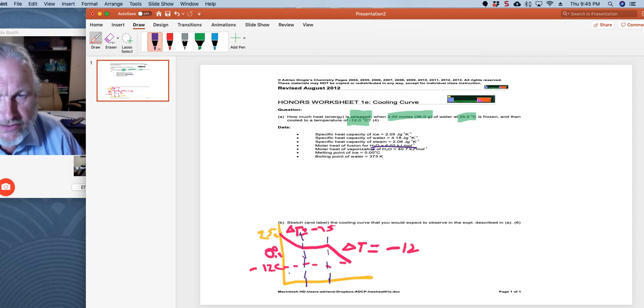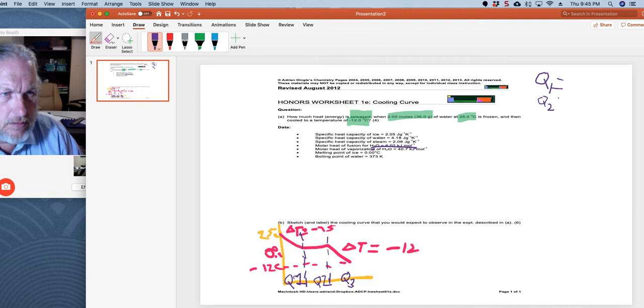So let's call this Q1. Let's call this Q2. And let's call this Q3. I know I'm going to be summing it, so over here I'm going to put Q1. That's what I'm going to calculate out. Then I'm going to find Q2, and Q3. Once I find all those, all I got to do is sum them up, add them together.